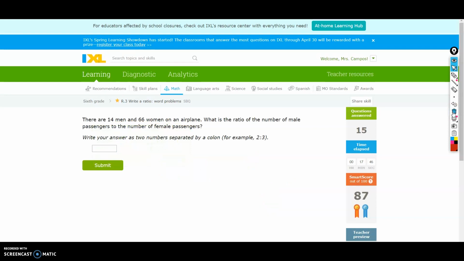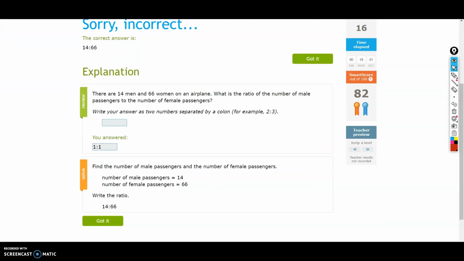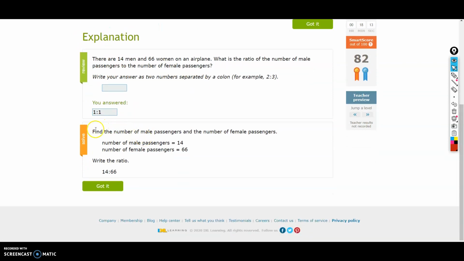Okay, really quickly, I'm going to purposely miss a problem so you can review how to look at the question. So I'm just going to put 1-to-1 on this problem without even reading it. You obviously don't want to do that. Okay, so it says, sorry, incorrect. Up here, you're going to have your explanation. So it's going to review the problem with you, and it's going to tell you what you answered. The very top tells you the correct answer. As you scroll down, it's going to tell you what you should have done to help you solve the problem.